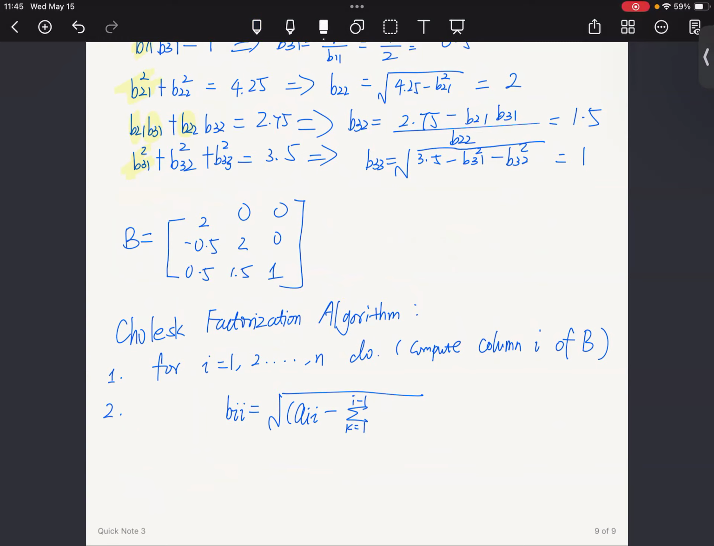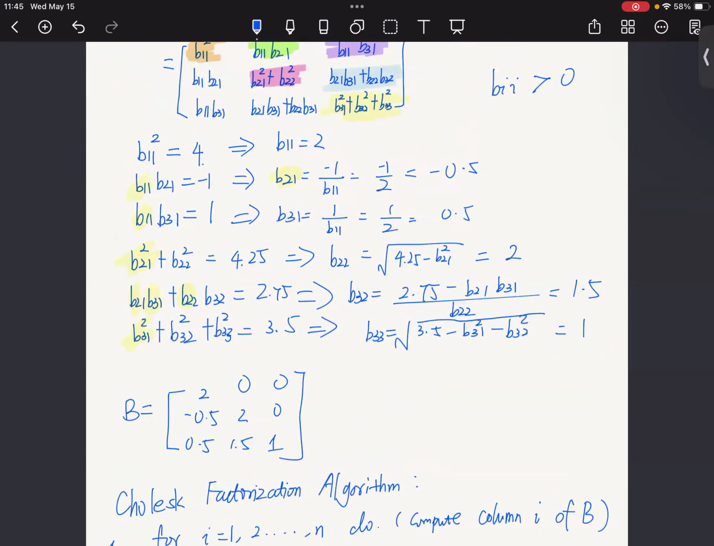And the BIK value, the K is from 1 to I minus 1, which means that for this order of the equation, we already know the value for the BIK. Does it make sense? This is something we already know from the previous solving process, for the solving equations process. And this is the first thing for each iteration.